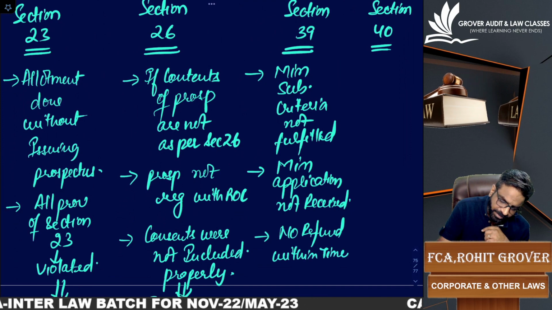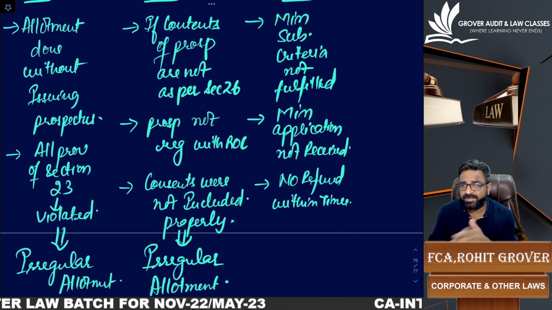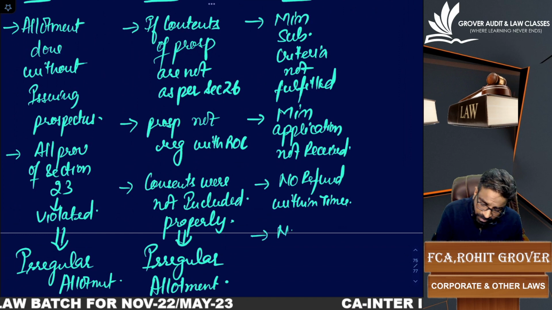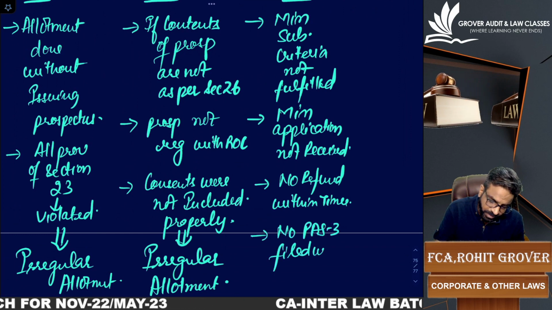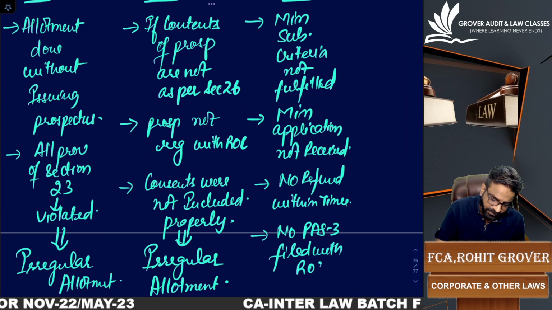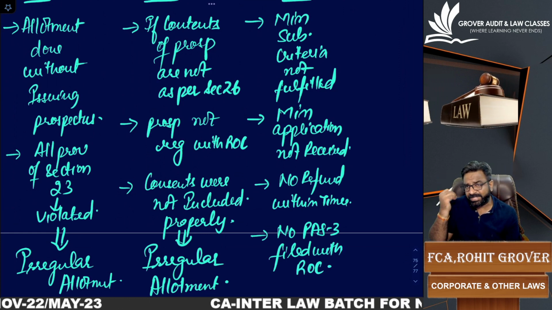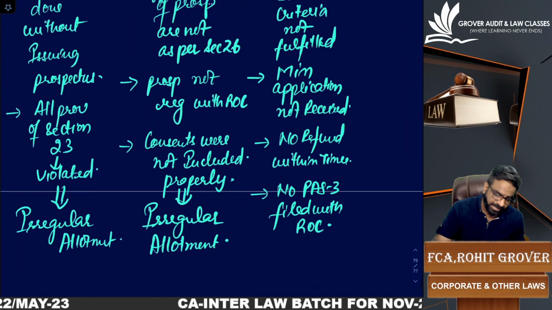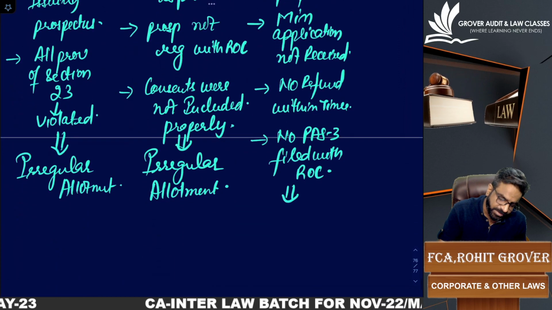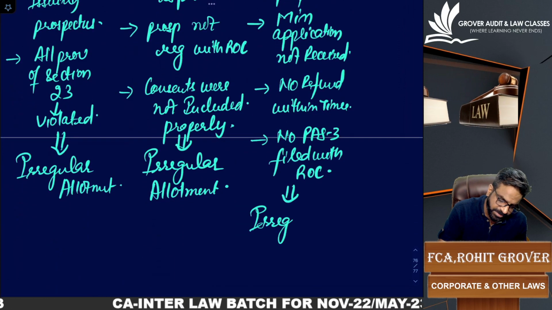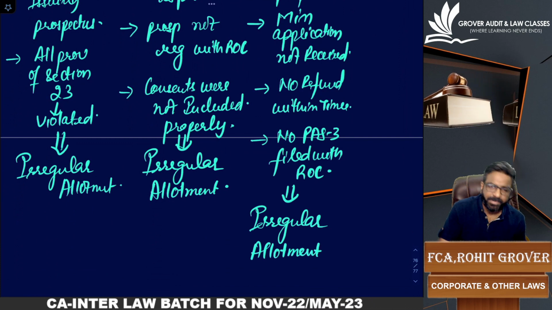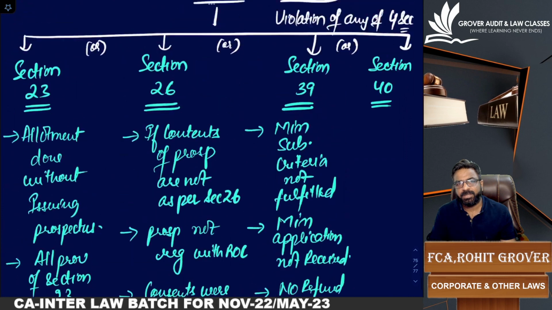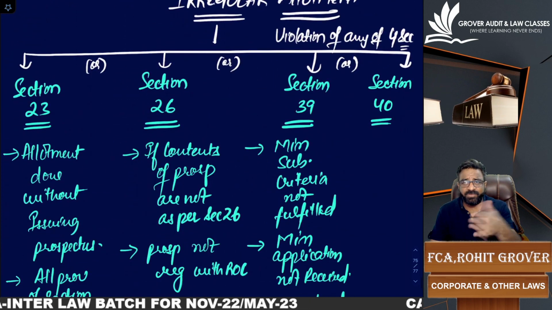And tell me one thing, did you file PAS-3 with the ROC within 30 days? No. PAS-3 filed with whom? ROC. If you do any of these 4 violations of Section 39, in that case also it is going to be treated as irregular allotment. Crystal clear?